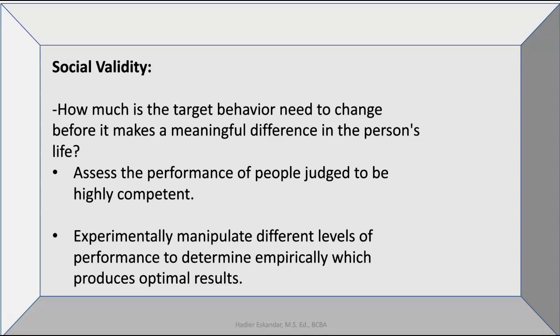And this is the way you compare what you're doing with your client to the people who are competent in the skill. Also, experimentally manipulate different levels of performance to determine empirically which produces optimal results. So you also need to work with your client to see what is the best way he can perform this skill or behavior to be meaningful. So this is another way to determine empirically which produces optimal results, by manipulating the levels that you can use or reach.